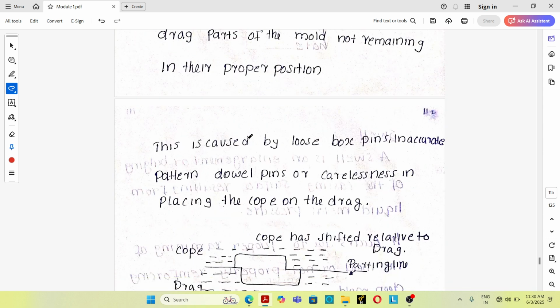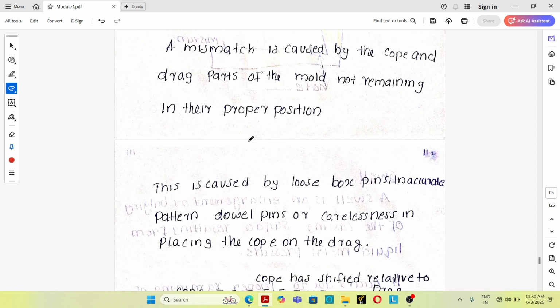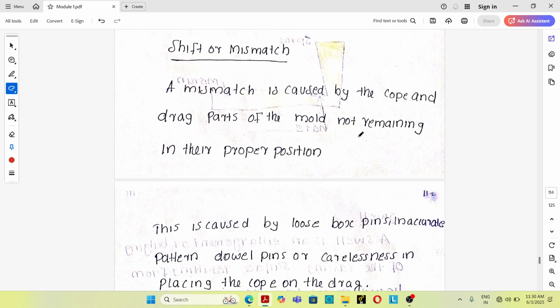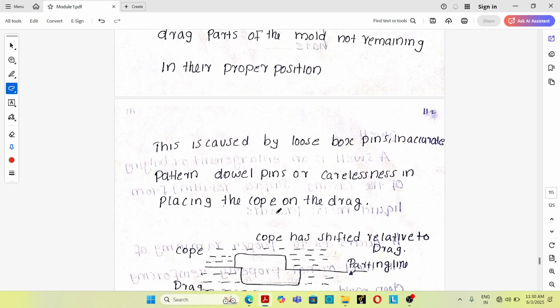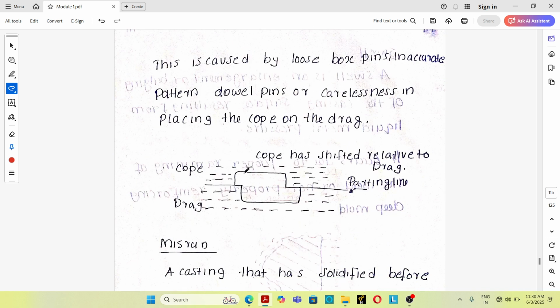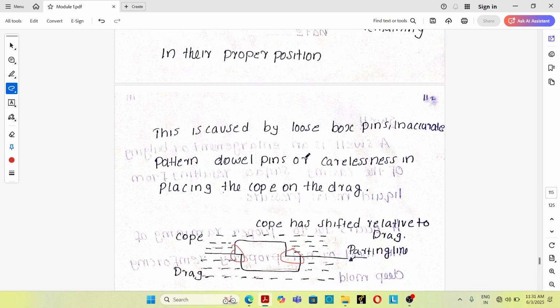Next one is shift or mismatch. See, the main reason for shift or mismatch is the cope and drag parts of the mold not remaining in their proper position. So you can see that this is the defect mismatch. It is also known as shift. The cope and drag portions of the sand mold are not remaining in proper position, so there is a small shift. Due to this shift, a defect occurs in the casting. That defect is known as shift or mismatch.